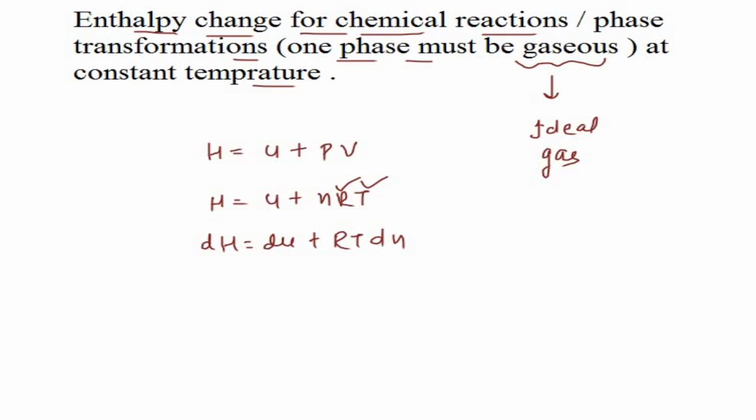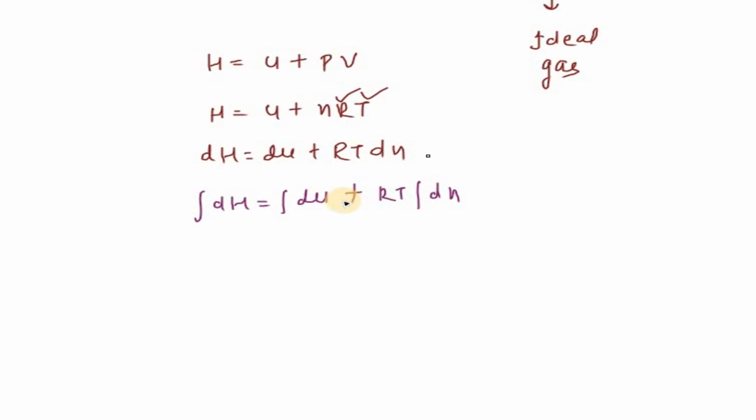The integral is over n. So now if we integrate this term, we get integral of dH equals integral of dU plus RT times integral of dn. Now when the reaction is happening, we may write it as delta H equals delta U plus RT delta n of gaseous state, RT delta Ng. Now we know what delta Ng is over here.